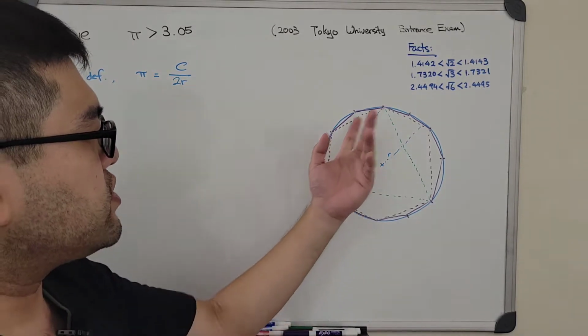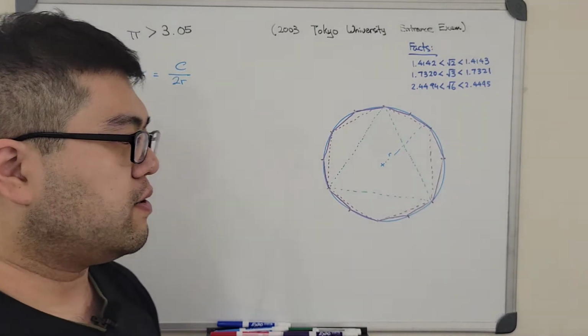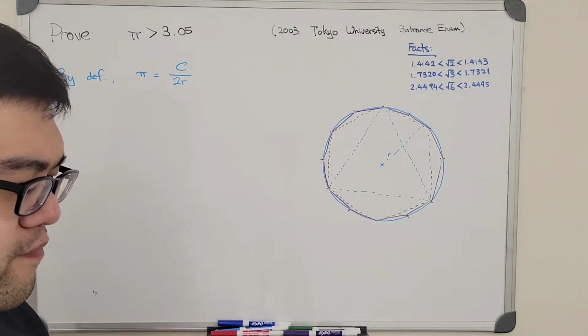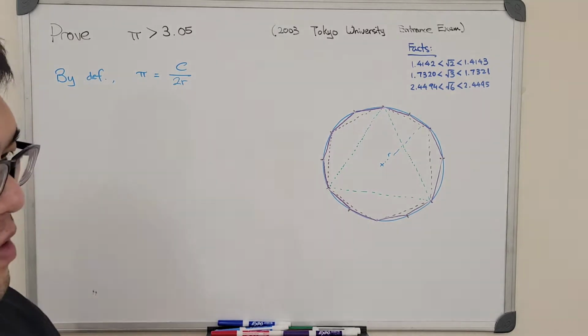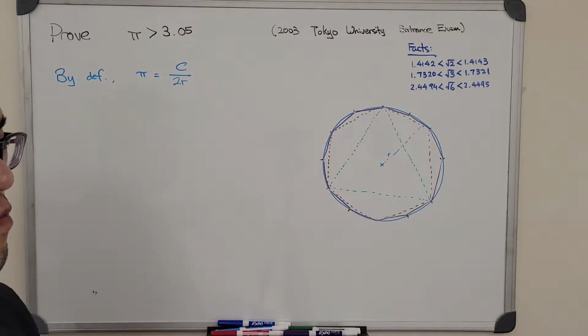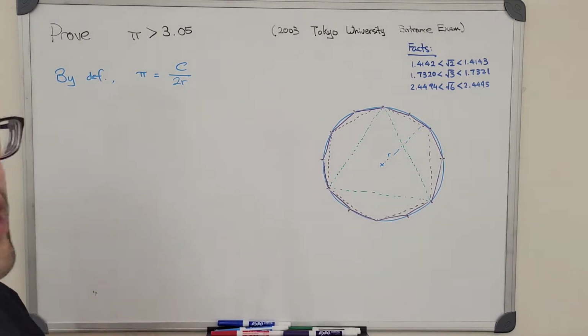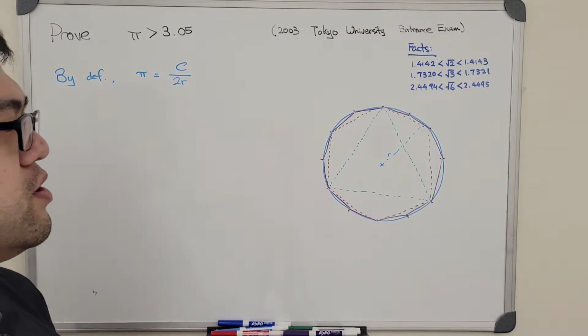But we start with the polygon with the least sides that we know of, of course, in high school geometry, which is the triangle. And unfortunately, it doesn't work. So what can we do?